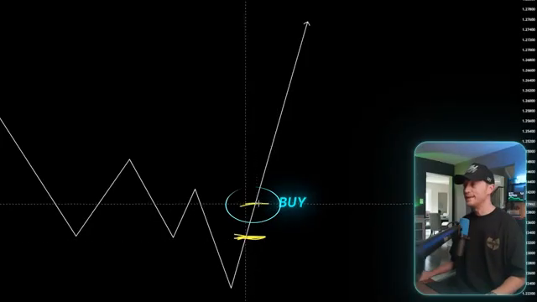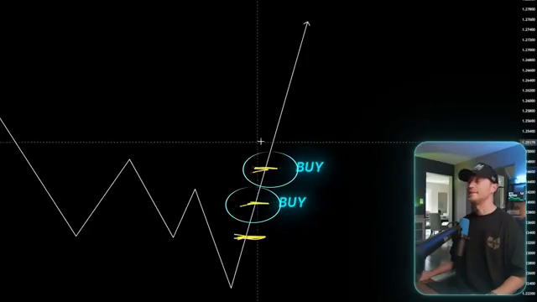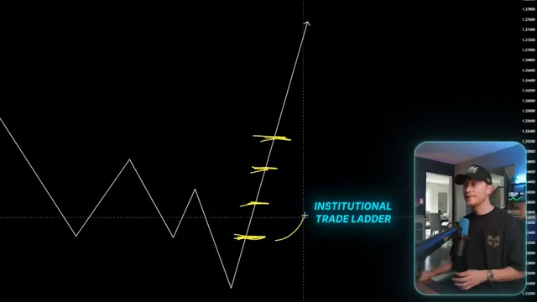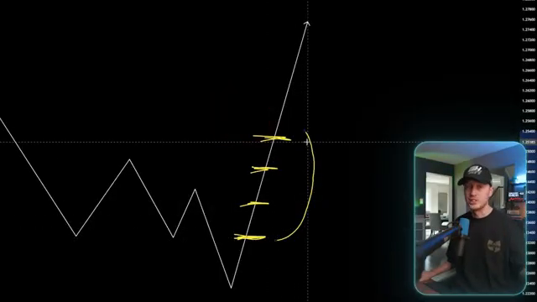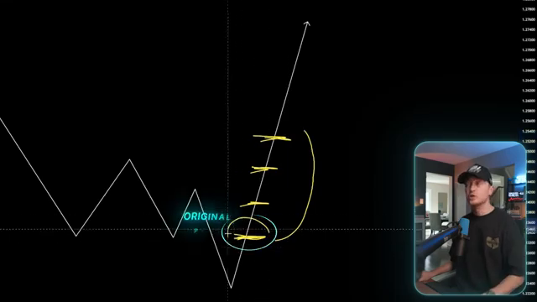There simply won't be enough liquidity to get all their orders at this price. So they have to buy here, and they buy here, and they buy here, because they're pushing the price up with their big orders, creating an institutional trade ladder where they're getting a worse price. But they don't want a worse price. They want all their orders at the original price.